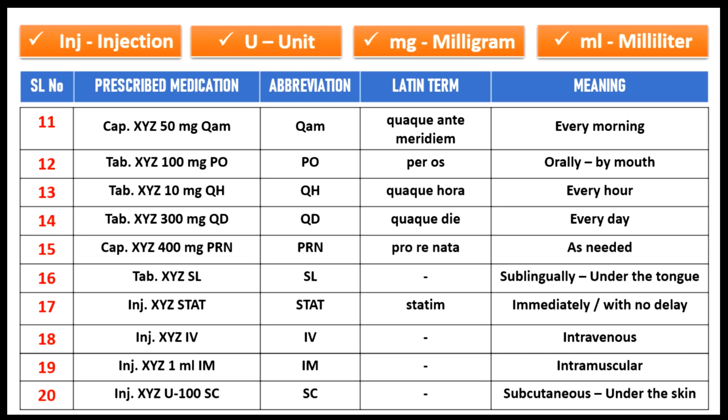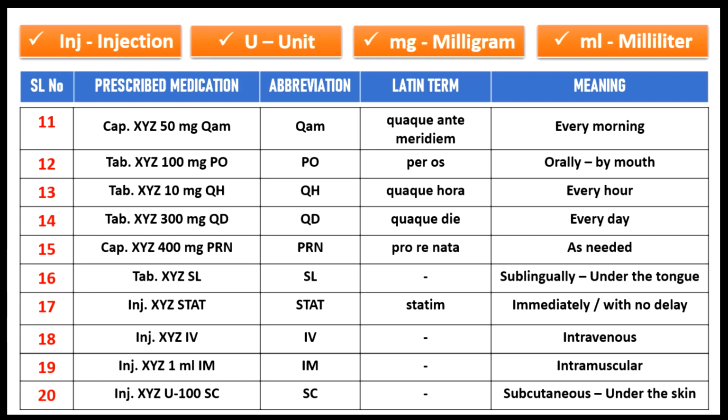Number 18. Injection XYZ IV. IV stands for intravenous, which means medication administered into your vein using a needle or injection. Number 19. Injection XYZ 1 ml IM. IM stands for intramuscular. So here 1 ml medication is administered into your muscles using a needle or injection.